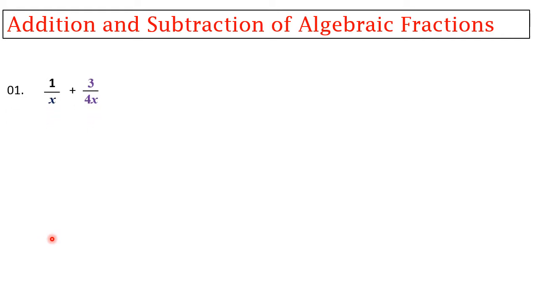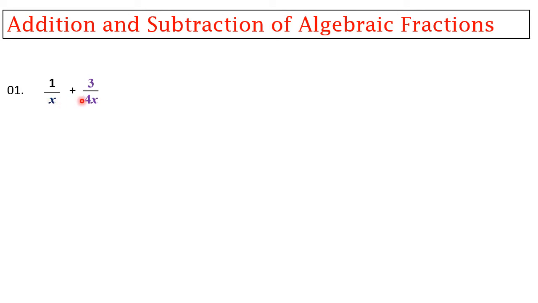Example number 1, 1 over x plus 3 over 4x. Here we need to add the two fractions. Since the denominators are unequal, here x, here 4x, so basically in any kind of fractions, to simplify, that means add or subtract, we should have equal denominators. Due to the unequal denominators here, we should equalize the two denominators.